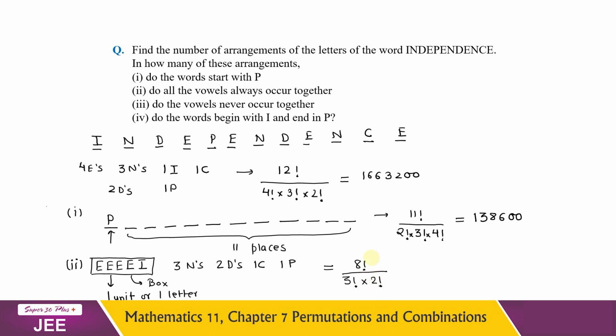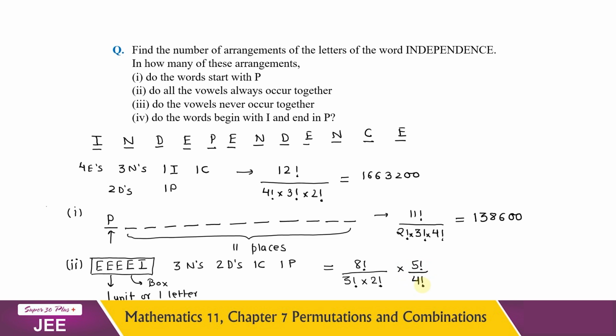Alright, so up till now we have arranged these 8 letters or 8 units. But when I have considered this box as 1 unit or 1 letter, inside this box also one must understand that there are 4 E's and 1 I. In total there are 5 letters. Now these 5 letters can also be arranged among themselves in how many ways? 5 factorial divided by 4 factorial.